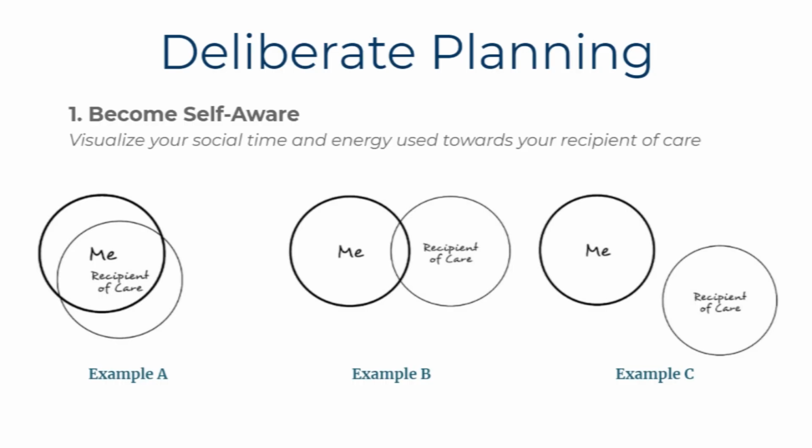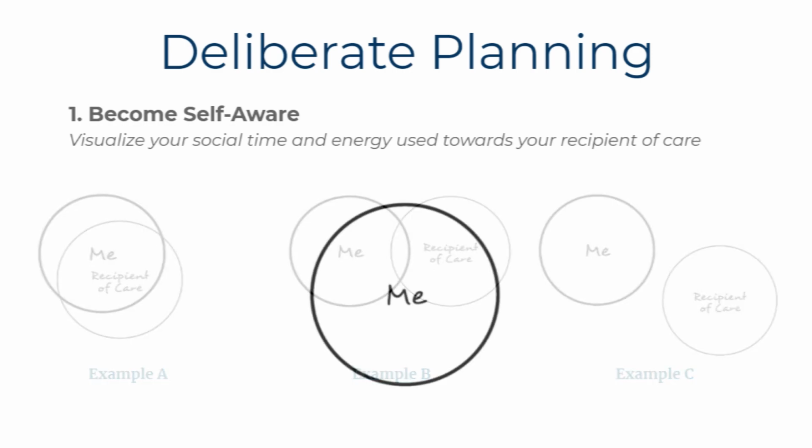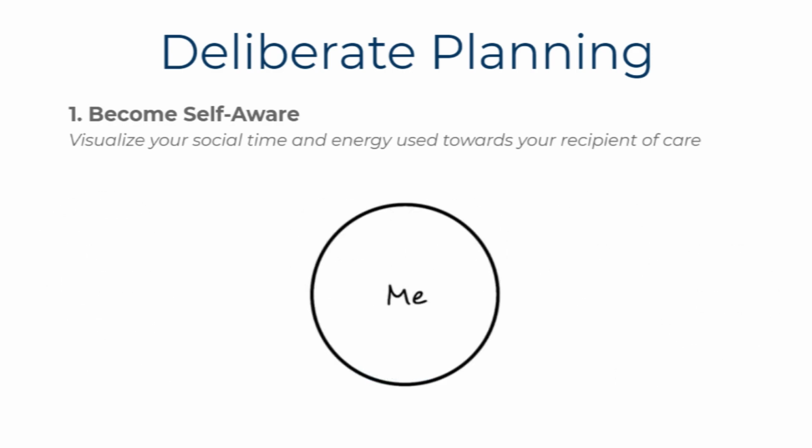Take a minute to look at these examples and visualize what your relationship is like with your recipient of care. Hopefully you have a clear idea of your social time and energy used towards your recipient of care. Pause now to draw the recipient of care circle in your workbook.